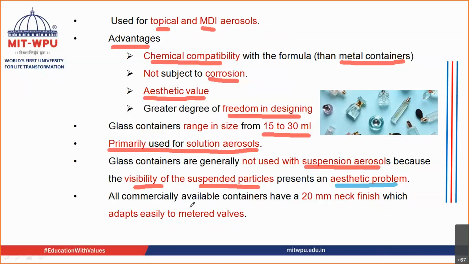Then these containers, basically I talked about the neck, if you remember. These containers have a 20 neck finish. So this is the container, and this is your neck, right? The neck finish is near about 20. Why is this neck finish important? Because on this neck, you are going to fix your valves. Hence this neck finish is very important, which in case of glass usually is 20.